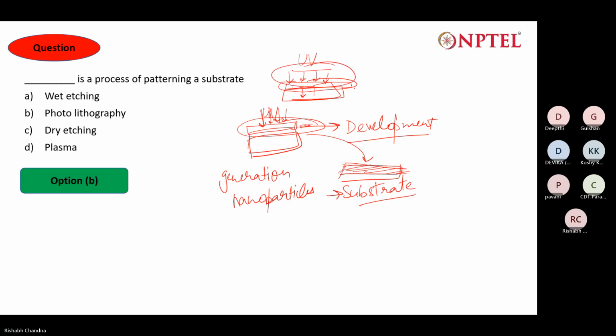So now what we do, we keep it for some time for development, and we see the particular substrate has this particular pattern of the nanoparticles. Okay, this is the basic procedure of photolithography that we use. And this is generally used in case of our biological terms. It is being used in developing various nanoparticles based things or various nanoparticles based coatings that we use.